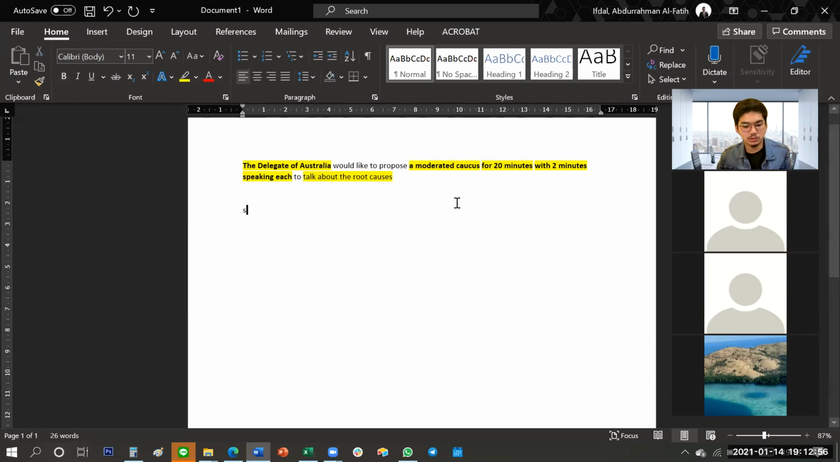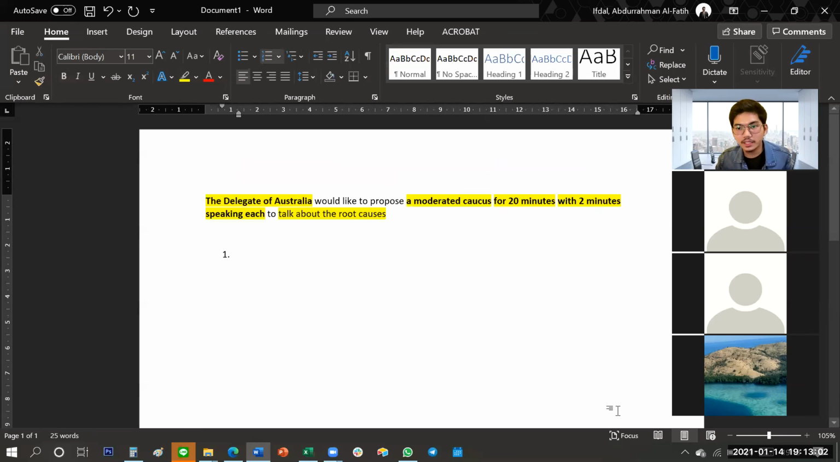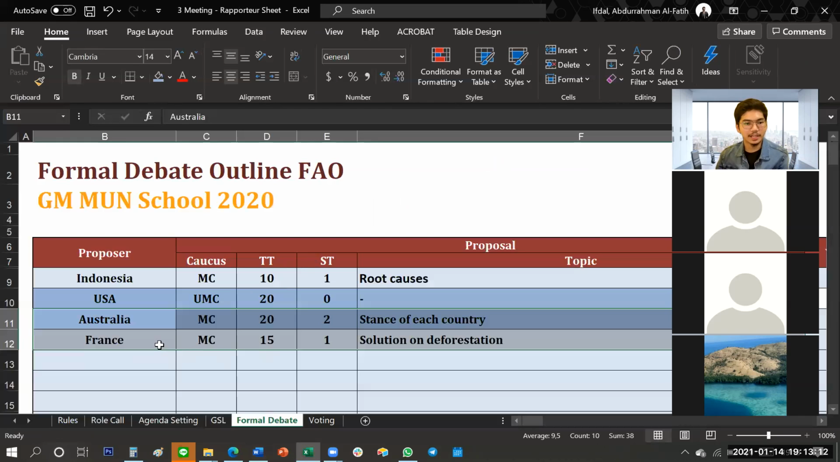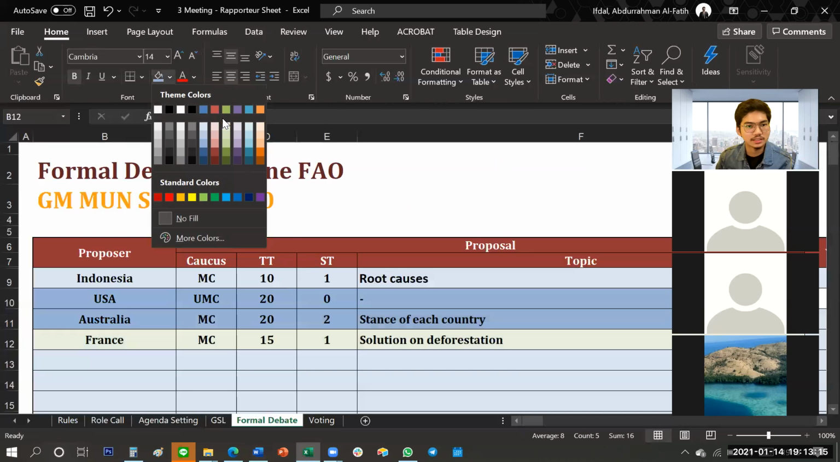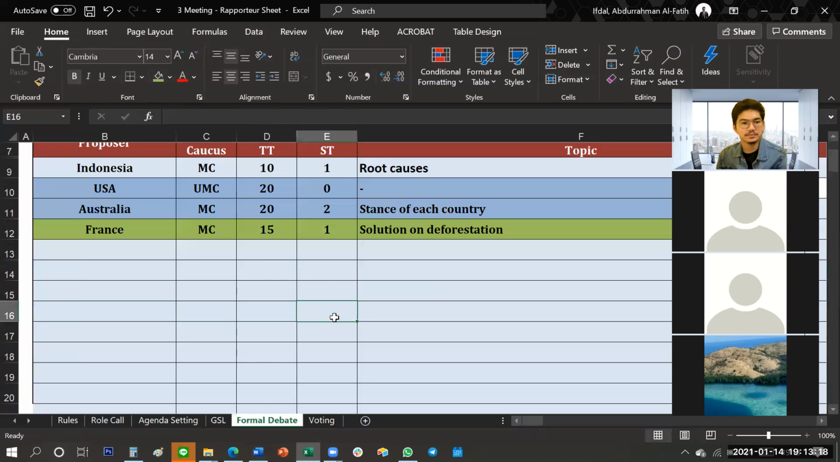Perhaps I will do a little demonstration on this one. Octavina, you want to say something? Can you show me the previous slide? Perhaps you can do France. "The delegate of France would like to propose a moderated caucus with a 15 minutes total time, 1 minute speaking time each, talking about deforestation." Okay, nice.